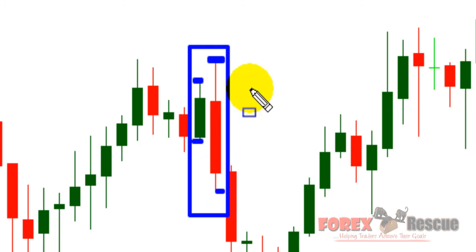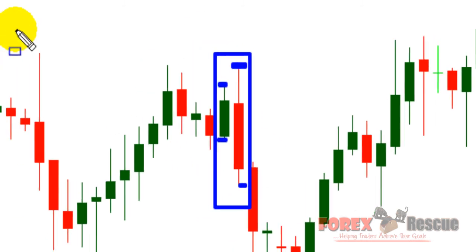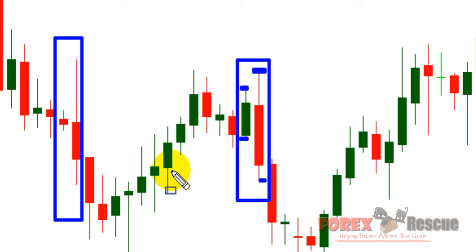This is what we call an engulfing bar. This is another example of an engulfing bar. This is a bearish engulfing bar. You can see the body of the candle is bearish, is red, so it is called a bearish engulfing bar.